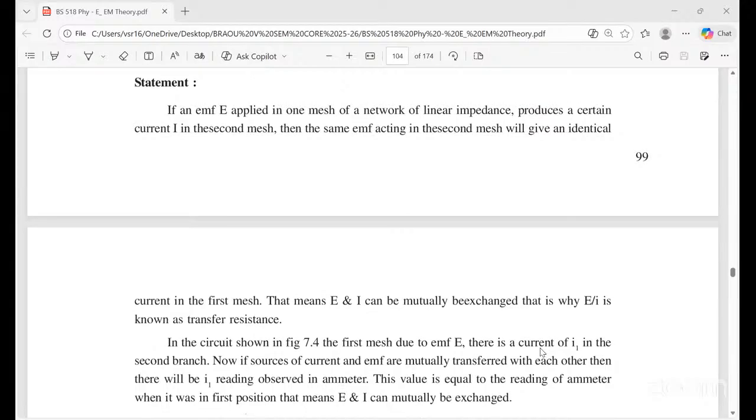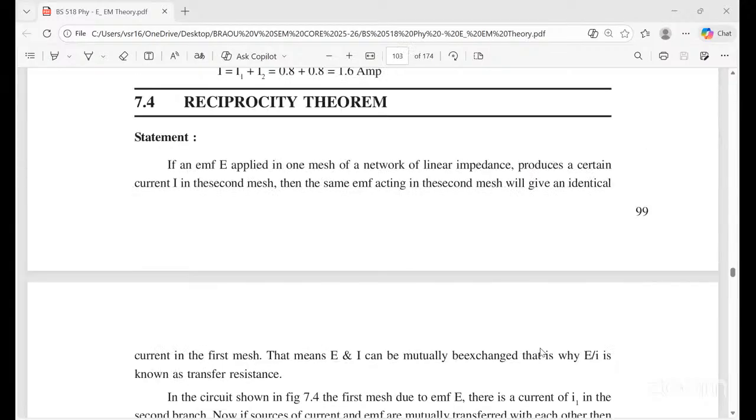Reciprocity theorem. What is the statement here? If an EMF is applied to one mesh of a network of linear impedances, which produces a certain current in the second mesh, then the same EMF acting in the second mesh will give an identical current in the first mesh. So E and I may be mutually exchanged, whereas V by I is known as the transfer resistance.